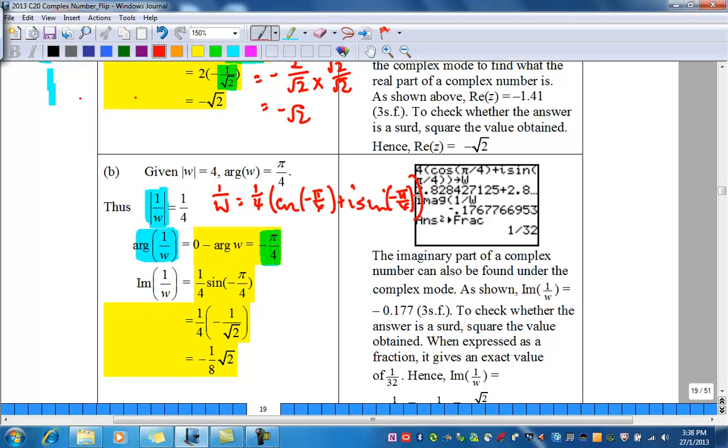And the question is asking for the imaginary part. So the imaginary part comes from this portion, which is 1/4 sine of minus pi over 4. Sine of pi over 4 has the value 1 over root 2, and we can simplify the value as minus 1/8 root 2.